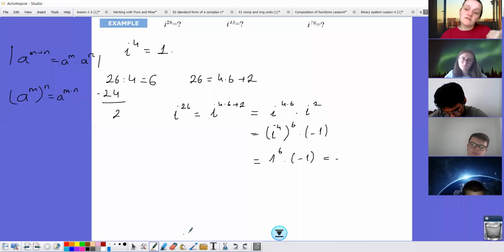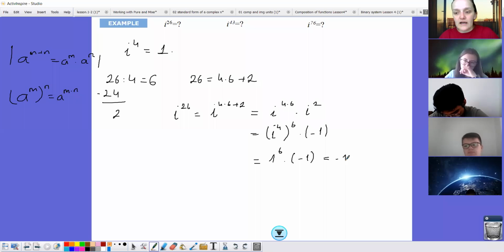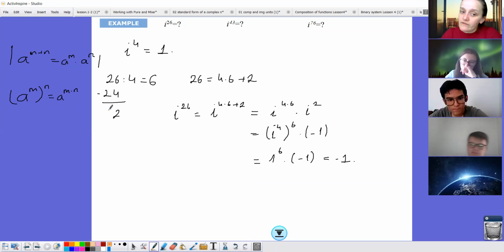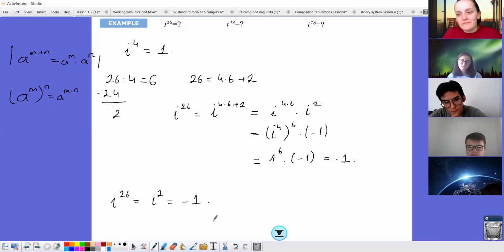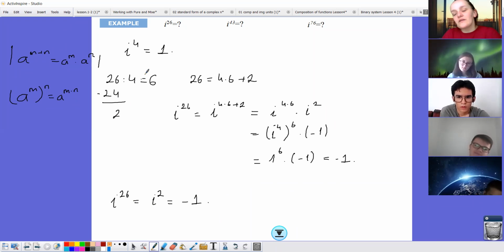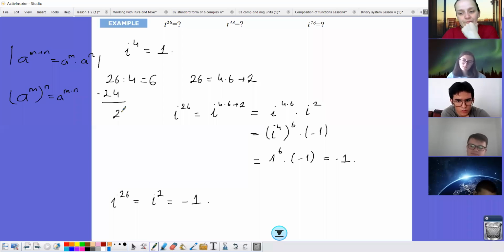But the other rule that you didn't understand says that if you have the remainder 2, i to the power of 26 is equal to i to the power of 2. And what is i to the power of 2? -1. Okay. What if the remainder is bigger? Or can it not be bigger? It cannot be bigger because you're dividing by 4. The remainder will be smaller than 4.